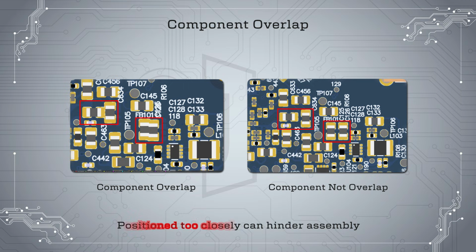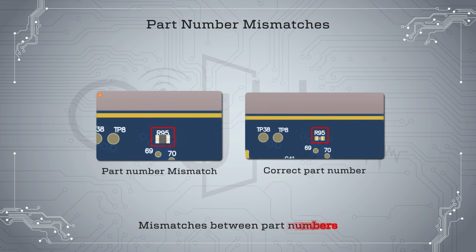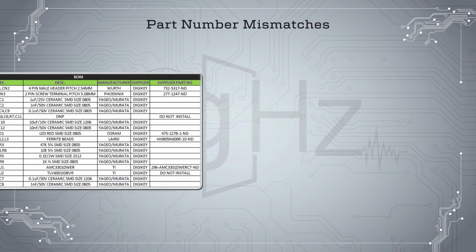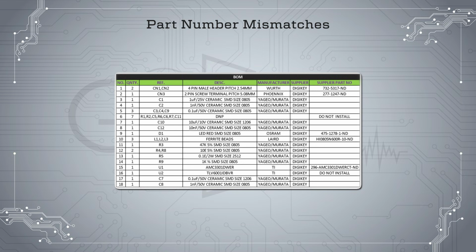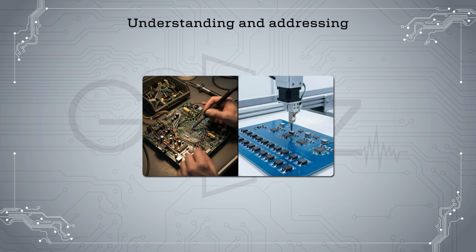Components positioned too closely can hinder assembly. Resolution: maintain proper spacing to facilitate easier assembly. Mismatches between part numbers and descriptions can cause procurement and assembly errors. Resolution: review and update BOM entries to ensure consistency. Understanding and addressing these issues can greatly reduce costs.